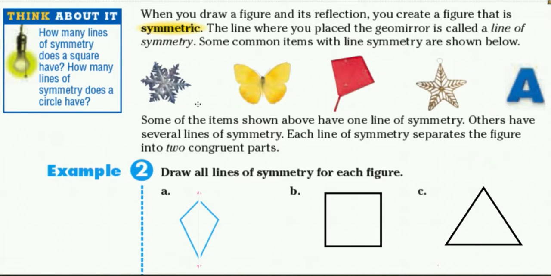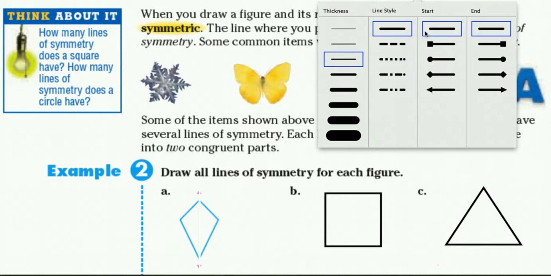So when you talk about lines of symmetry, a line of symmetry is such that when you fold a particular figure, it folds exactly on top of the other half and there are no overlaps. So when you talk about some items with lines of symmetry, these are some items right here. And it's good to note, okay, let's make this red.